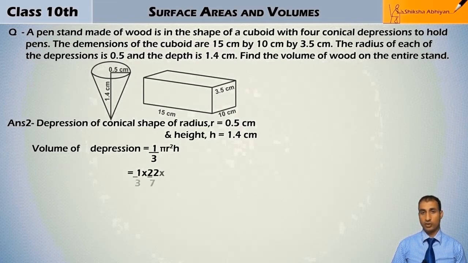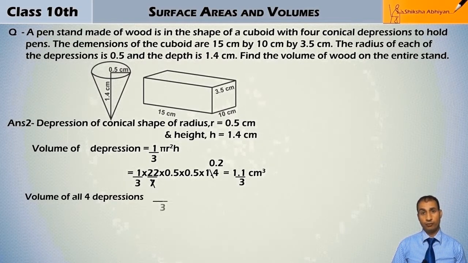So 1 by 3 into 22 by 7 into 0.5 into 0.5 into height 1.4. 7 से student 1.4 को divide कीजिए, you will get 0.2. Now student, this will become after calculation 1.1 upon 3 centimeter cube, and volume of all 4 depressions will be 4 into 1.1 upon 3, that is 4.4 upon 3 centimeter cube.